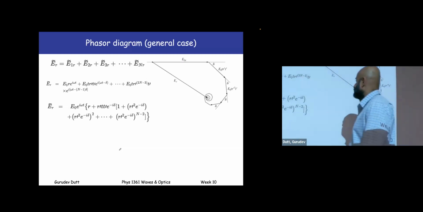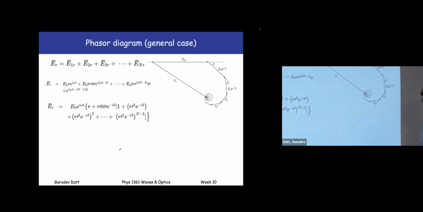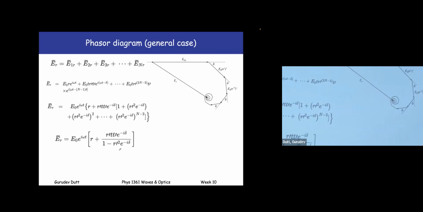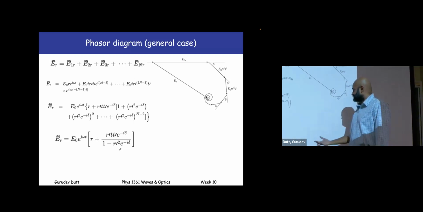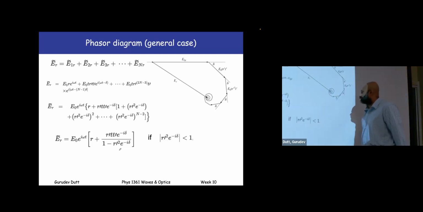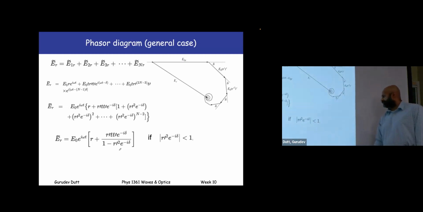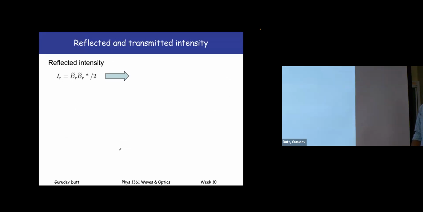Again, we can follow the same approach. We pull out any factors of E naught, I omega t and the R, and then we get this relationship. Again, I'm just using the geometric series. And by the way, I should have put R prime equals minus R as well. That would have made this a little simpler. Sorry, I didn't do that, but you can do that yourself. Just put R prime equals minus R in this expression. And of course, this is only valid when n is very large, and also when R prime squared e to the minus I delta is less than 1. Okay, so that was for the most general case.